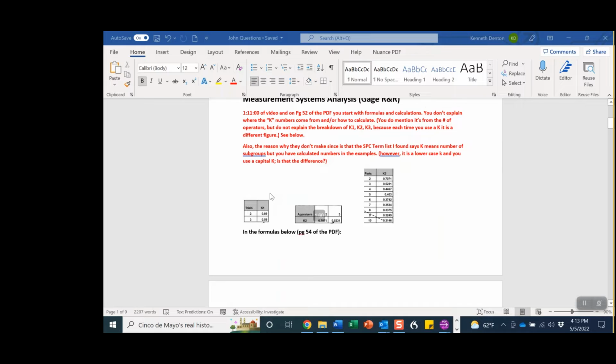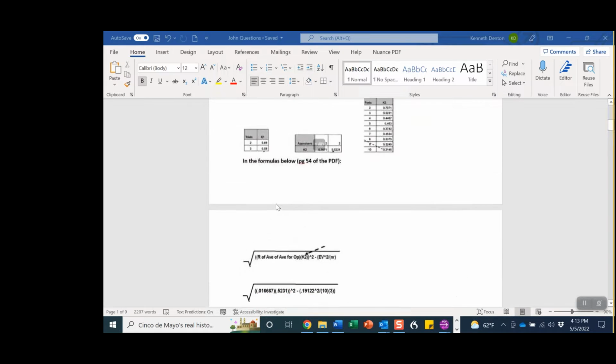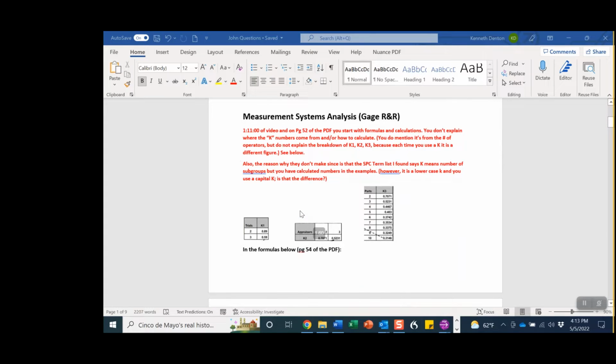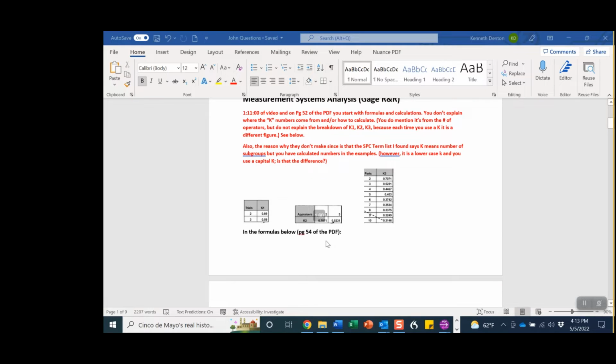Oh, in the GTR measurement module, the measurement system analysis. Yeah, you don't have to worry about that. Okay. I've never seen them test on that. Okay. K just comes from a table from AIAG, Automotive Industry Action Group. They came up with some constants in a table.